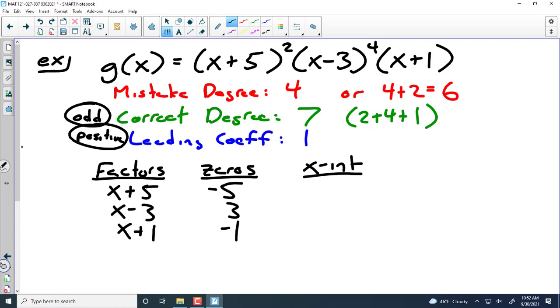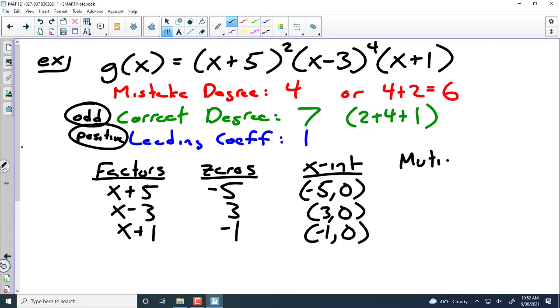Our x-intercepts, are these zeros all real numbers? Yeah, so we can turn them all into x-intercepts. Negative 5, 0, 3, 0, negative 1, 0. And the last thing we're going to do now is we're going to write down the multiplicity. And the multiplicity is just going to be the power on the factor.